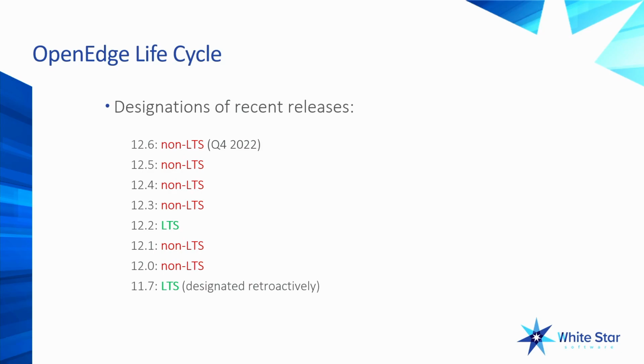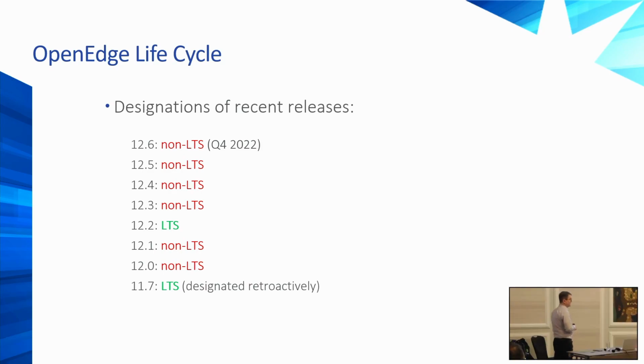Here's a recent history of some releases. 12.2 is the latest LTS release, and 11.7 was retroactively designated as LTS. It came out before the new policy. Everything else is non-LTS. There's a note there, 12.6, which isn't out yet, will be non-LTS. According to Rob Straight yesterday, we're expecting the next LTS probably second half of next year.